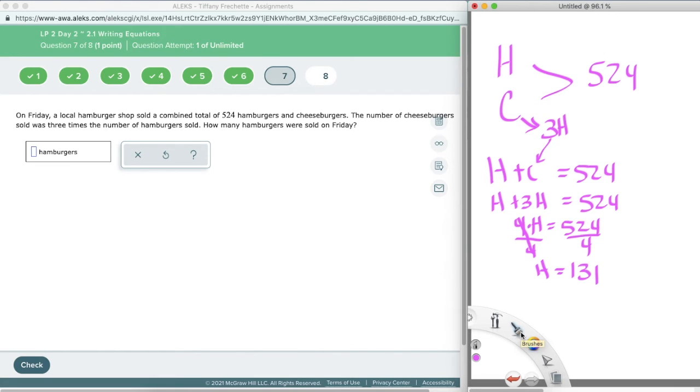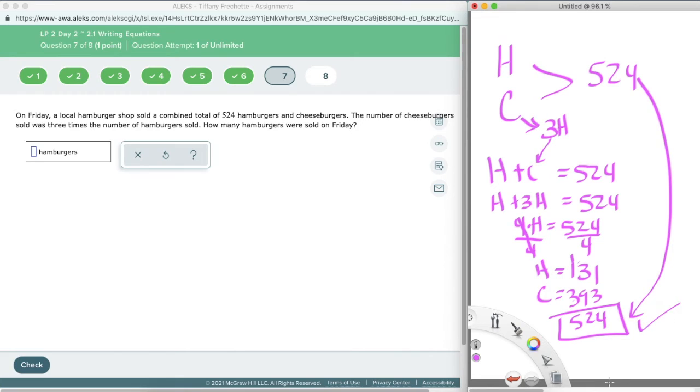And if I test that out, what's 131 times 3? That's the number of cheeseburgers I sold, because I take the 131 and multiply by 3. Now if I add these back together, I land back where we were supposed to, at 524. So that checked correctly. This does work: 131 hamburgers.